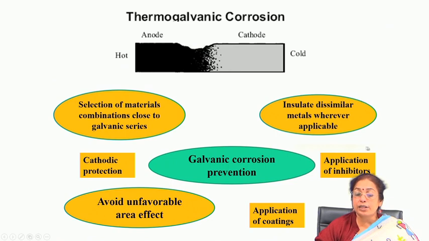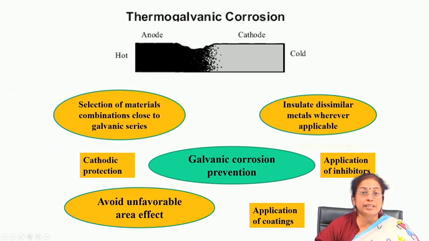You can apply insulation in between the dissimilar materials, and another very important way of preventing galvanic corrosion is by avoiding the unfavorable area effect. Whenever you talk about corrosion rate, current density is very important. If you have a very large area of contact of the anode as compared to that of the cathode, you will find that current density will be much lower.